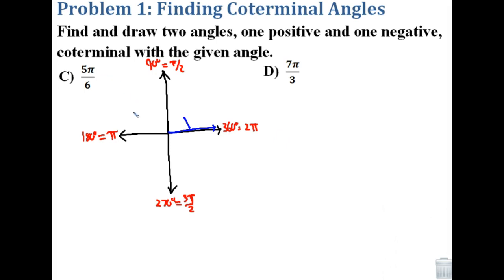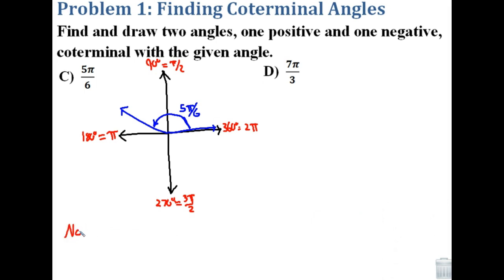5 pi over 6, that's less than pi, but greater than pi over 2. So I know that my angle is going to end up somewhere in the second quadrant here. We'll say that's what 5 pi over 6 looks like. And then the same way we can find positive and negative angles.